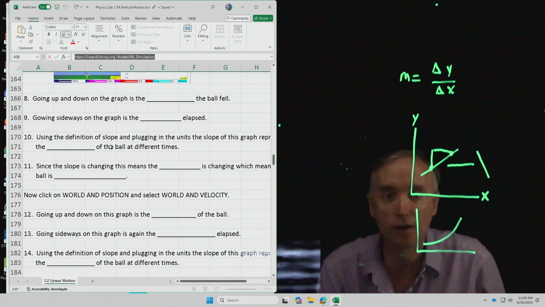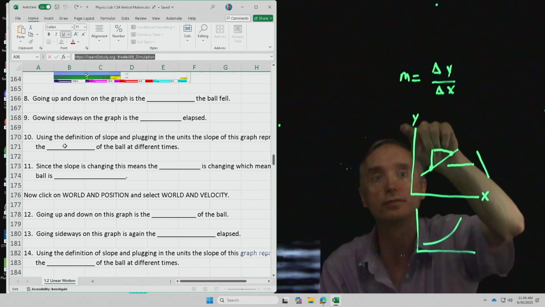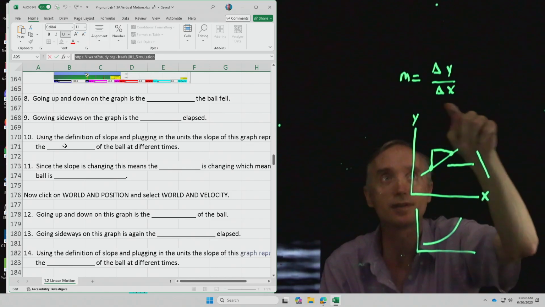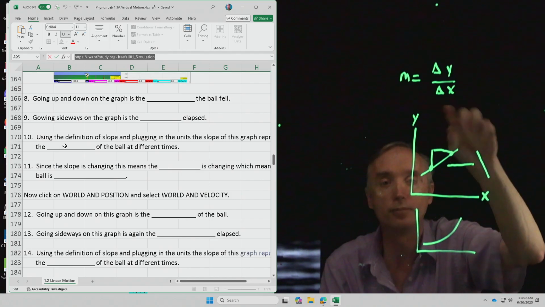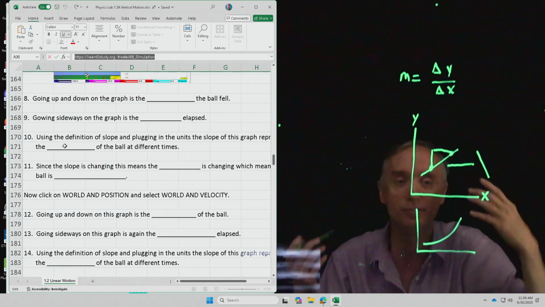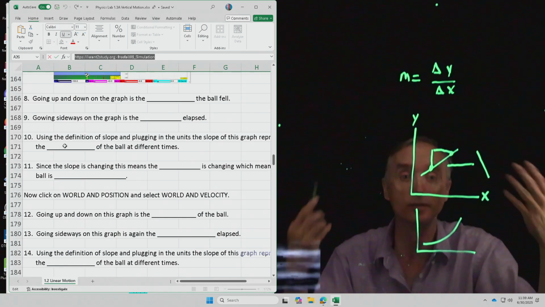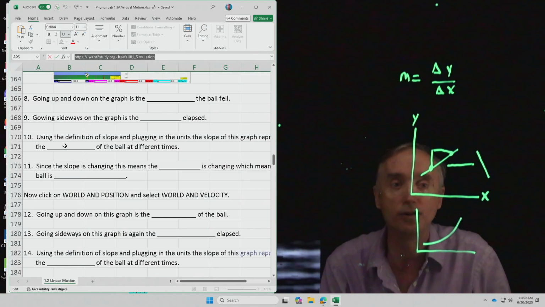Using the definition of slope and plugging in the units of the slope, the graph represents the what of the ball at different times. So you put in the official metric units for the up and down part, and then you put in the official metric units for the sideways part, and then put it together, and then that is going to mean something. It's going to be the official metric units of something, and then you're going to put that in for right here.